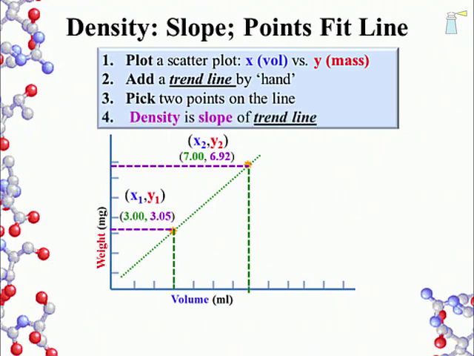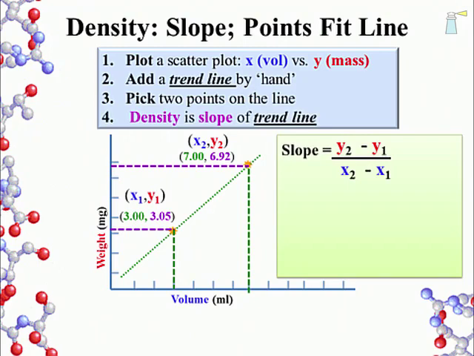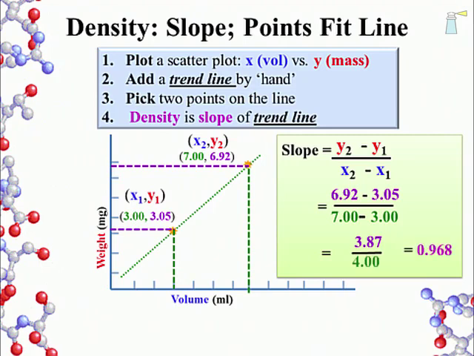Now it's time to get the density from the slope of the trend line. Remember, the slope from 2 points is the difference in the y values over the difference in the x values. Let's begin with the y values. y2 is 6.92 and y1 is 3.05. The difference is 3.87. Next, we do the same thing with the x values. x2 is 7.00 and x1 is 3.00. The difference is 4.00. Dividing the change in the y by the change in the x gives us 0.968.